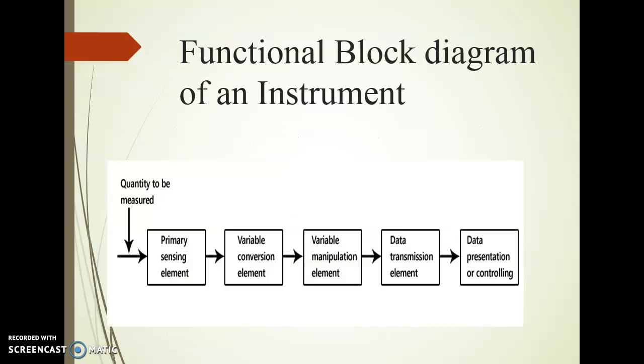Here is the basic block diagram of an instrument system. The first element is the primary sensing element. The primary sensing element receives our input signal, that is, the measurement or quantity to be measured. After receiving the signal, various processes are done to get our desired or acceptable output. After getting the acceptable output, the data can be stored or displayed by using a data storage device or display device.